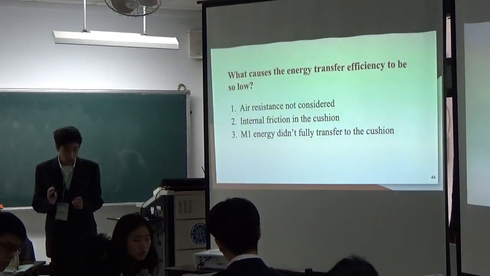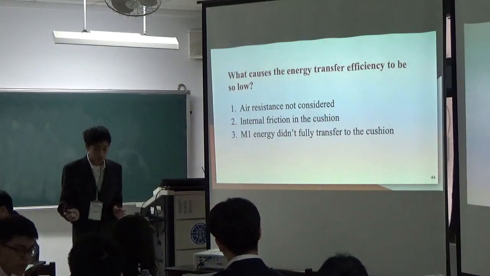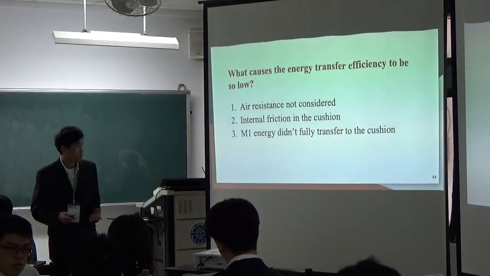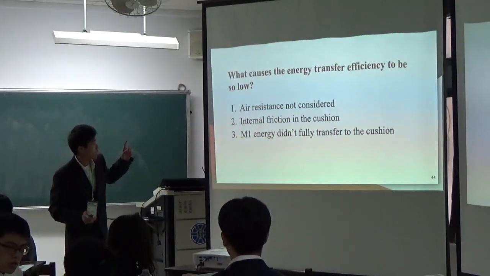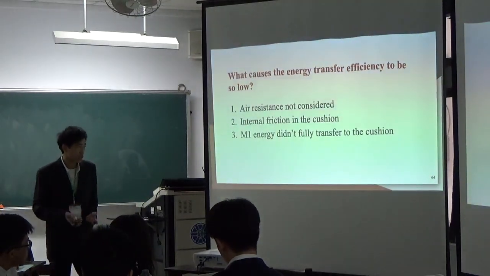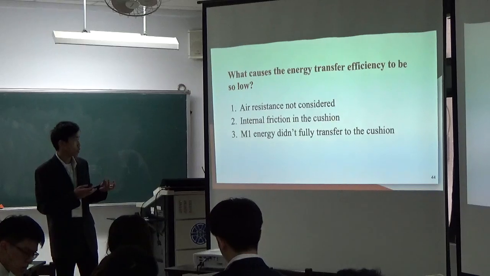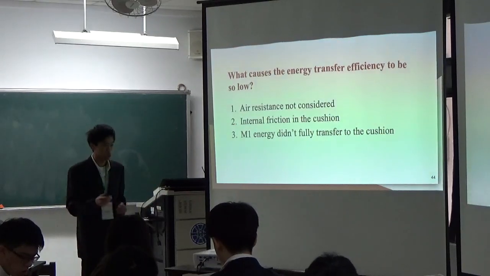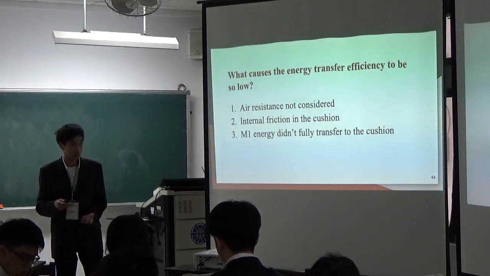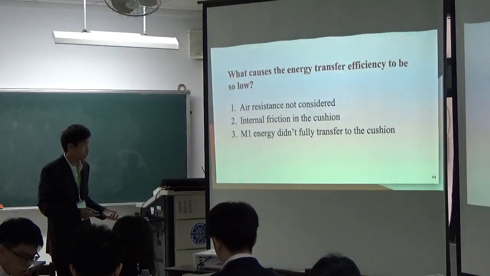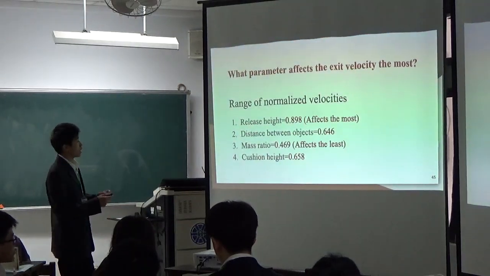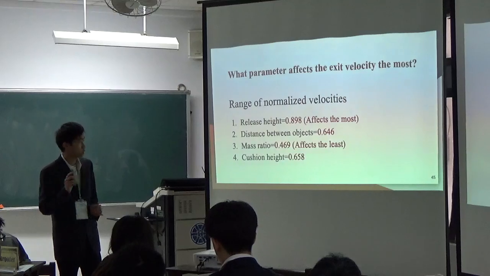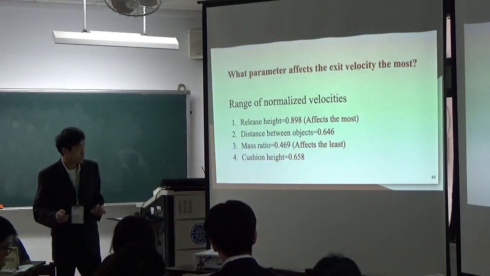Also, as I said, the energy is transferred using a compression wave. Inside the cushion, while the compression wave is traveling, it experiences internal friction, so this is where energy is lost. Also, M1's energy didn't fully transfer to the cushion. After M1 is dropped onto the table, the velocity is 0, indicating that the cushion didn't fully receive all the energy from M1. After we plotted our data, we normalized our data sets, ranging from 0 to 1 for all of them.